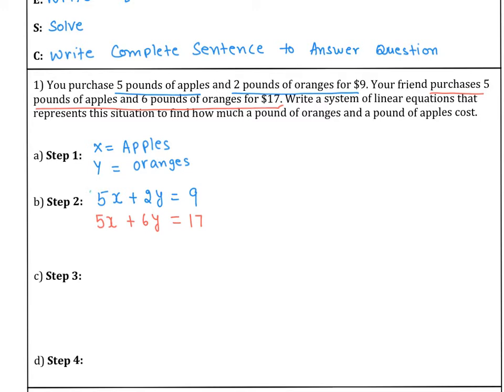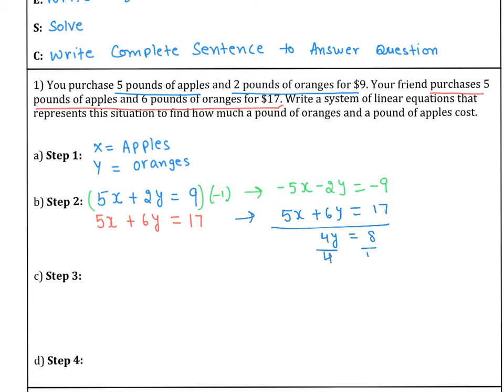Next thing we're going to do is to solve the problem. We are going to use the elimination method to solve this problem. So we're going to multiply the first equation by -1, and we are going to get the equation -5x minus 2y equals -9. The second equation is the same, no change on that, 5x plus 6y equals 17. Now when we add these two together, the 5x and -5x cancel. You're going to get 4y equals 8. Divide the 4 on both sides, you're going to get y equals 2.